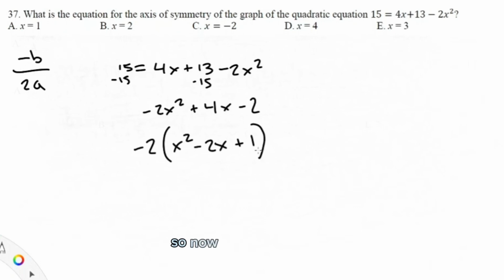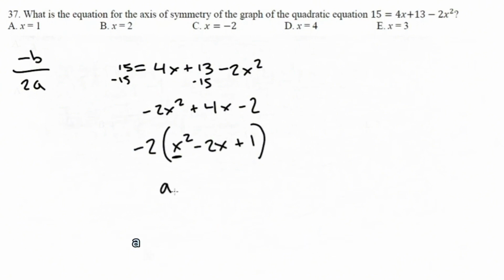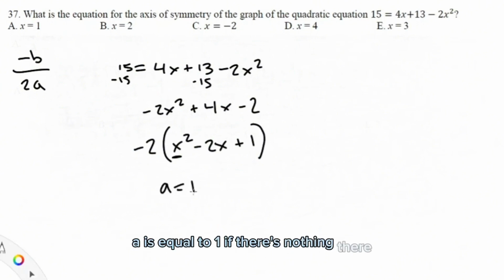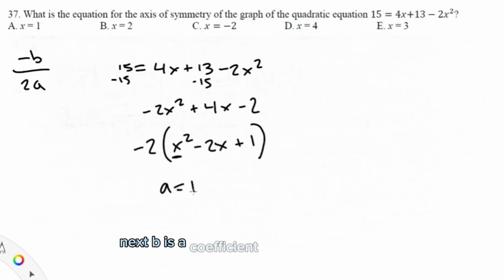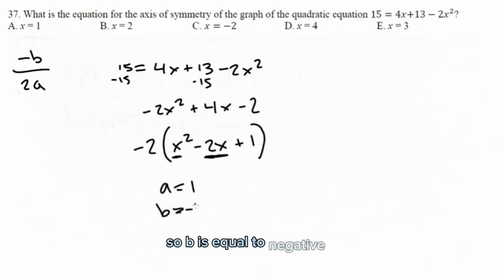Alright, so now we can just solve for the negative b over 2a formula. So first we need to find out what our a, b, and c values are. So a is just the coefficient of the first term, x squared. Since there's nothing here, a is equal to 1. Next, b is the coefficient of the second term, negative 2x. So in this case, the coefficient is negative 2, so b is equal to negative 2.